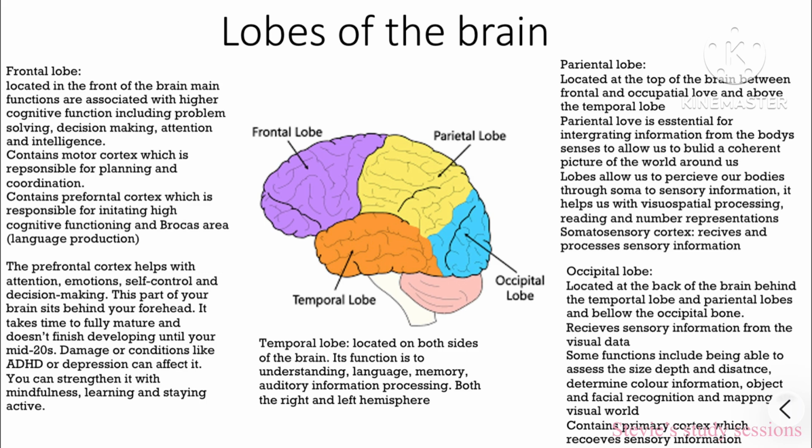The occipital lobe is located at the back of the brain behind the temporal lobe and the parietal lobe, and below the occipital bone. It receives sensory information from visual data. Some functions include being able to assess size, depth, distance, determine colour of information, object and facial recognition, as well as mapping the visual world. It contains the primary visual cortex, which receives sensory information.